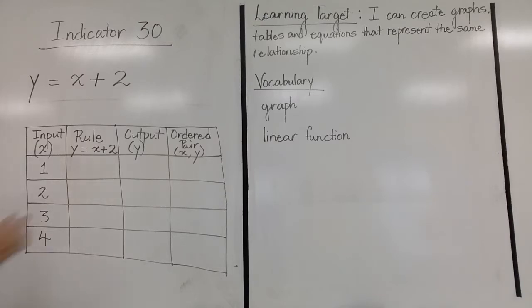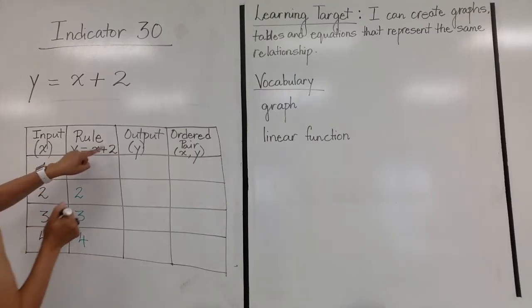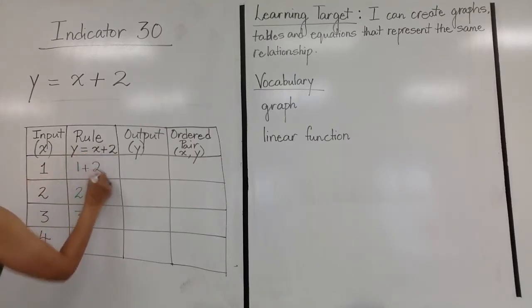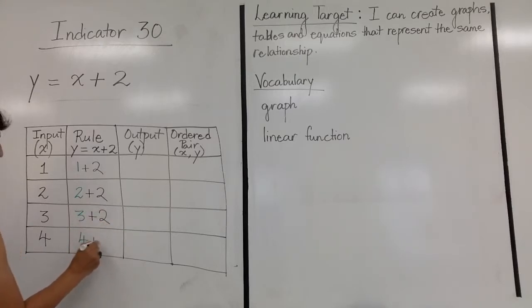If I follow the rule for y, x plus 2: x is 1 here, x is 2 here, x is 3 here, x is 4 here. And then my rule is x plus 2, plus 2, plus 2, plus 2. That doesn't change, just the x changes based on the value I've given to x. I'm making a function table right now.